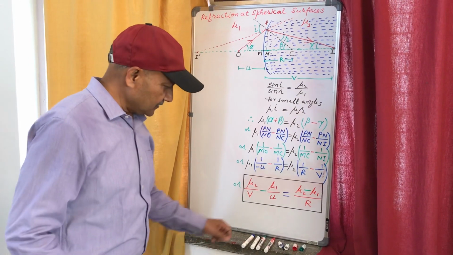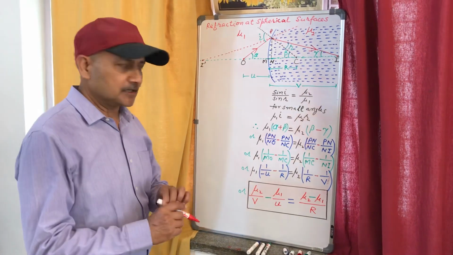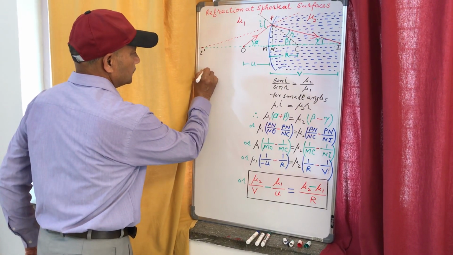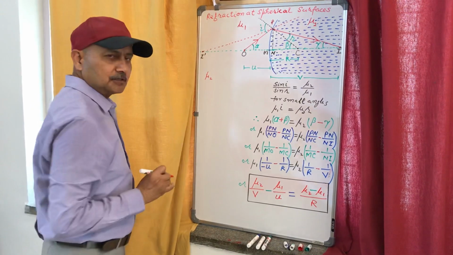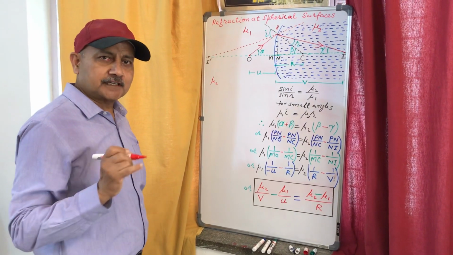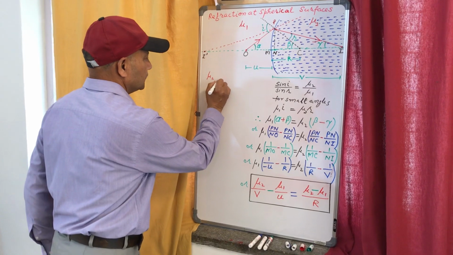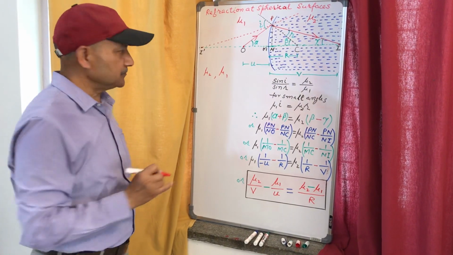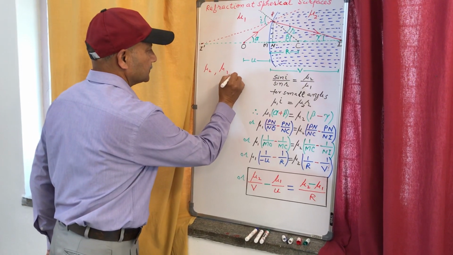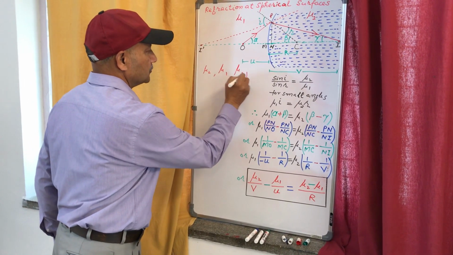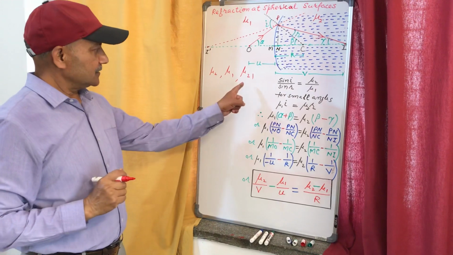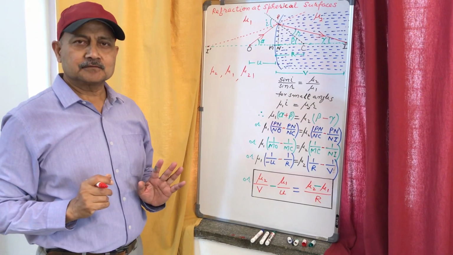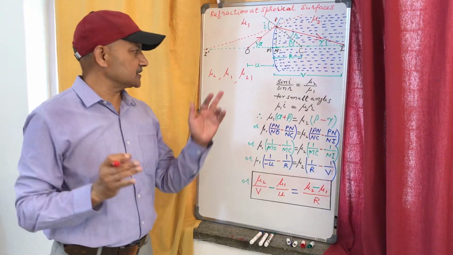So for this, I give you a problem. Mu2 is the refractive index of the second medium. Mu1 is the refractive index of the first medium, and mu21 is the refractive index of the second medium with respect to the first medium. Now we have to explore the relation between these three.